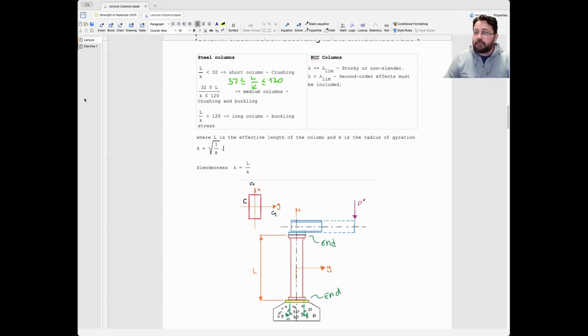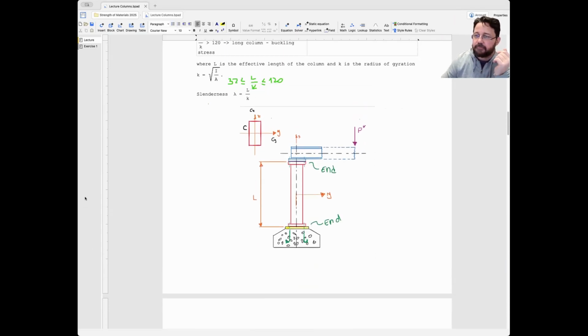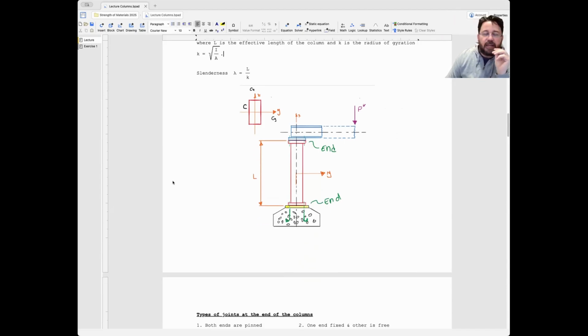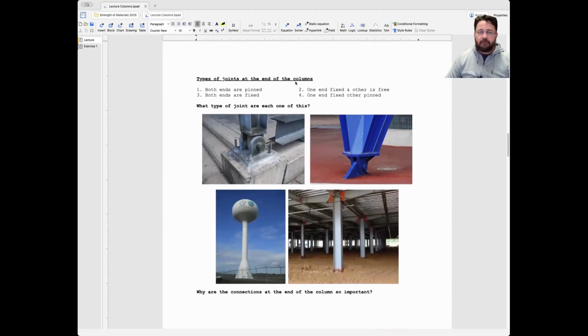For example, I have here this nice hand-drawn column where you have the ends, then you have the load applied here, and this is a section of the column, the beam, beautiful. But again, you can have different ways of connecting the column to the base, the column to the beam. And there are four ways that are typified or characterized here: both ends are pinned, one end is fixed and the other one is free, both ends are fixed, or one end is fixed and the other pinned.